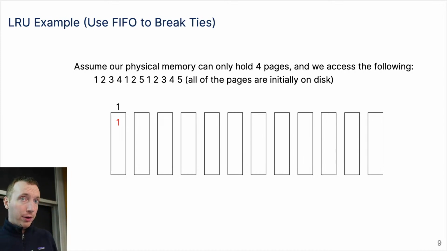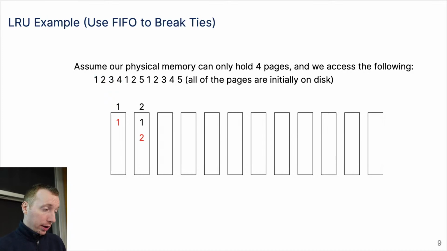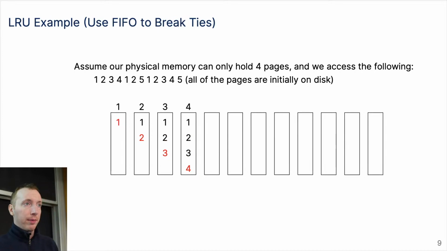So let's go back and we'll make our memory able to hold 4 pages. And we'll do the same accesses again. So the first 4 are going to be boring. They're all going to be page faults. So we're going to have 1, 2, 3, 4. And then our next accesses are to page 1 and 2, which are currently in memory, so they are both hits. And the only difference is going to be when we access page 5.